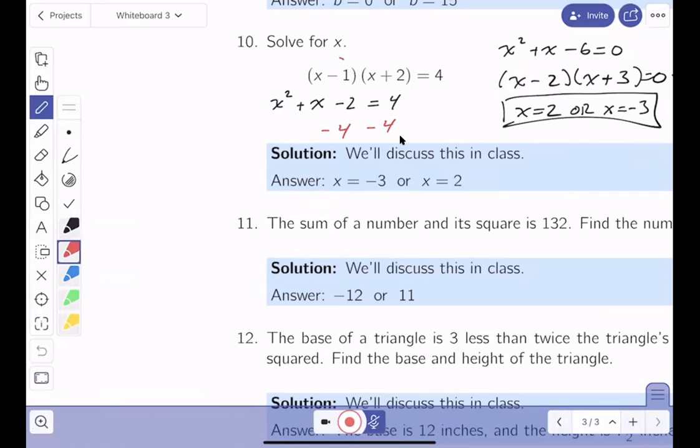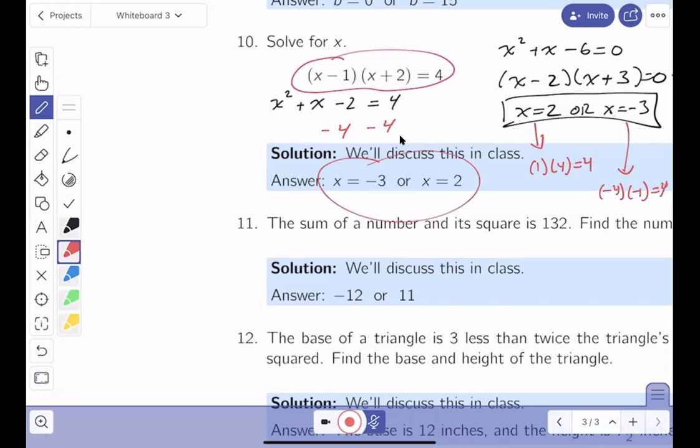Let's check it. Where do we check it? In the original. Should be fairly easy to check. But again, you be the judge. If it's 2, what would I get? 1 times 4. That certainly equals 4. Let's try the minus 3. What would you get? Minus 4, just plugging it in, times minus 1. That also equals 4. They check out beautifully. All right, they really do.